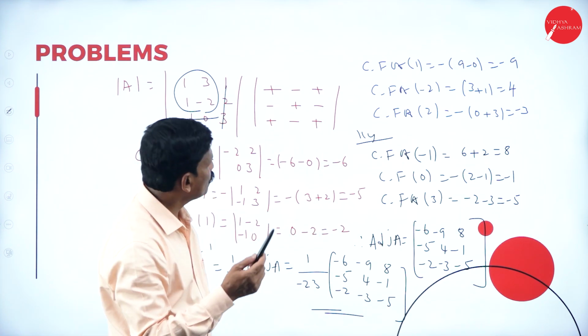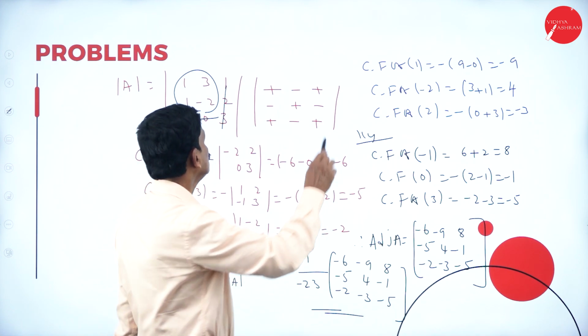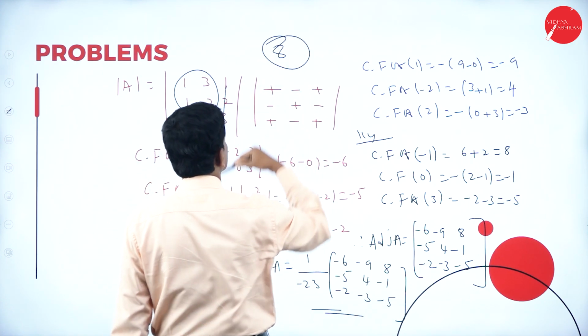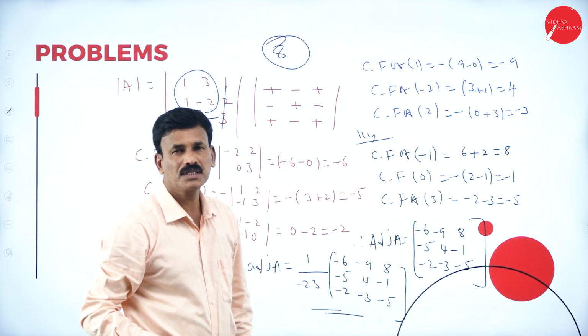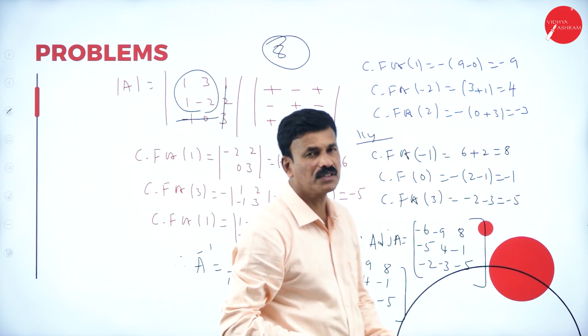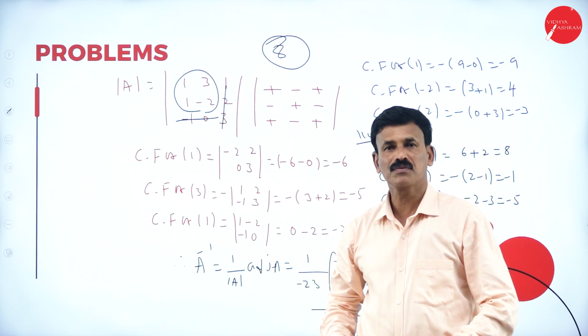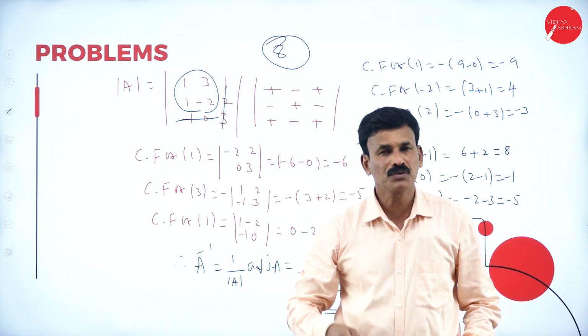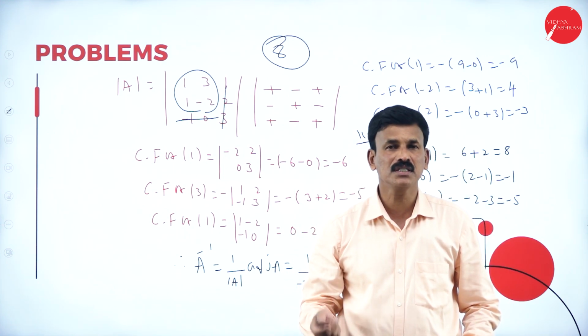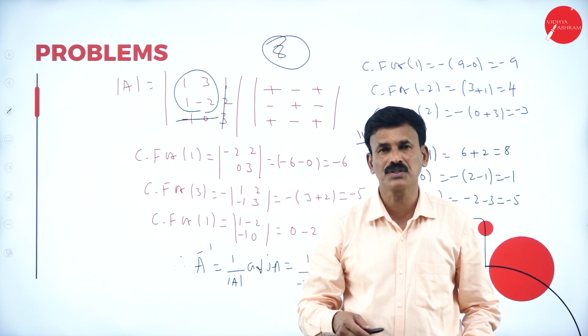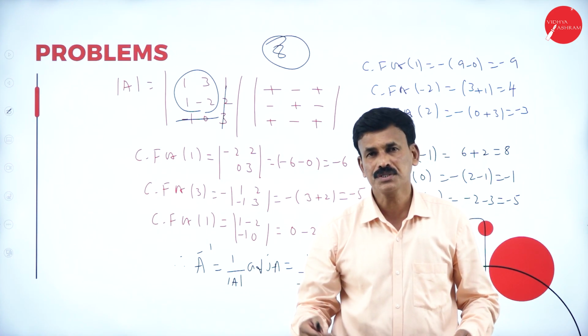That's it. So, if you do this much, definitely you will get 8 marks for this. This is an 8 marker question. Very important, a sure question. Definitely expect this type of question. That's it. Hope you followed. You got an idea how to find the adjoint and the inverse of a square matrix of order 2 rows 2 columns and 3 rows 3 columns.